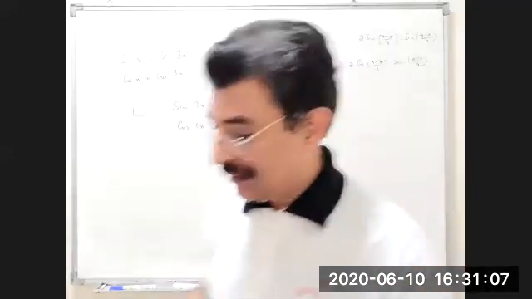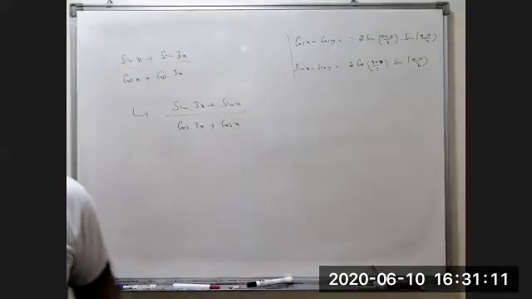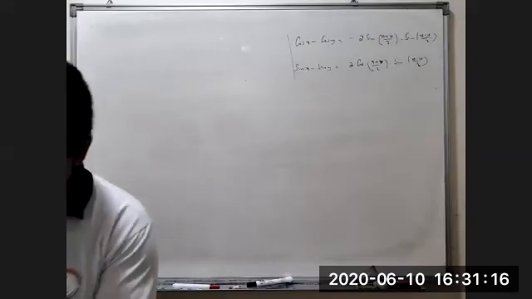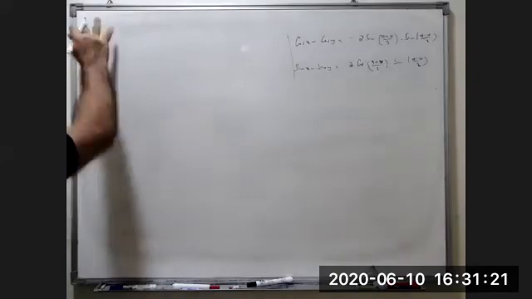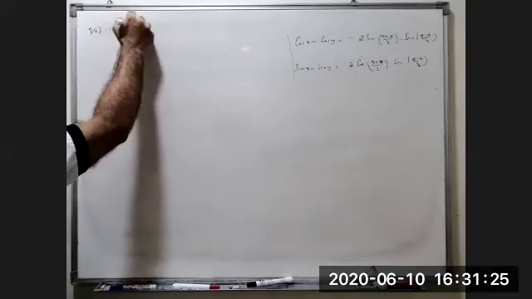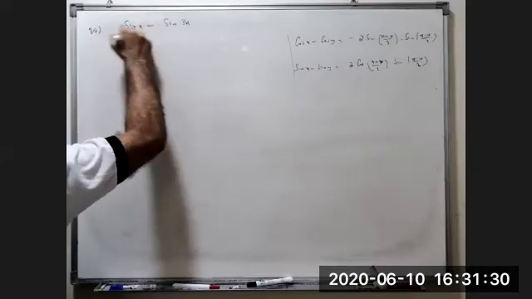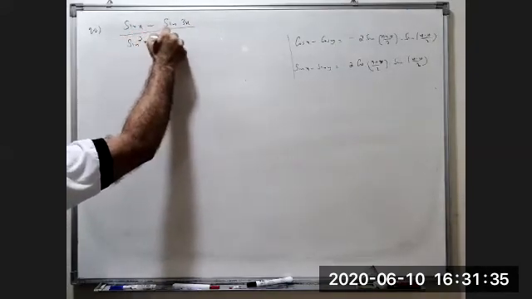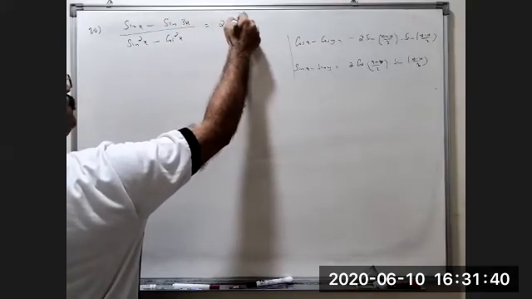It's a different thing. In that case, see question number 20. I'll do question number 20. So I said 16, 17; 16 we did, 17, 18, 19 homework, 20 also. The 20th one: sin x minus sin 3x by sin square x minus cos square x is equal to 2 sin x.